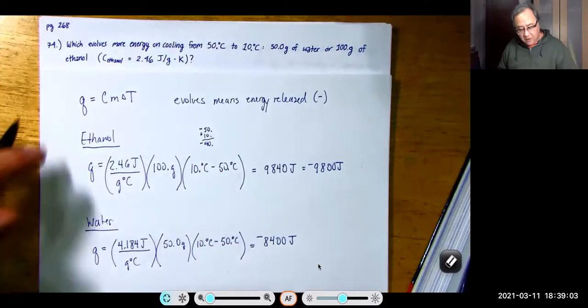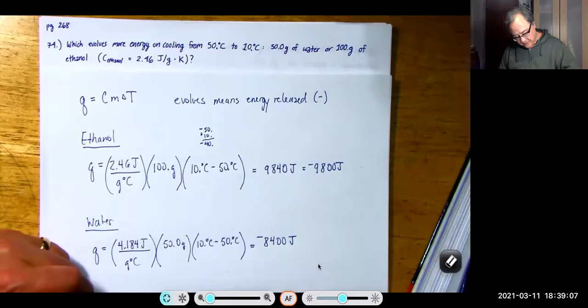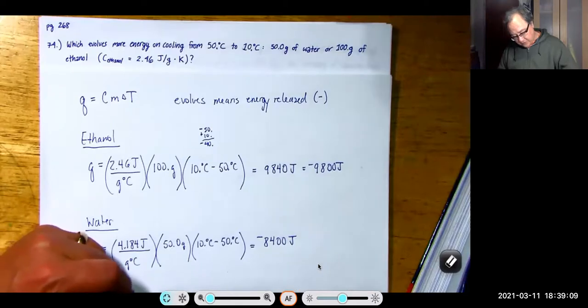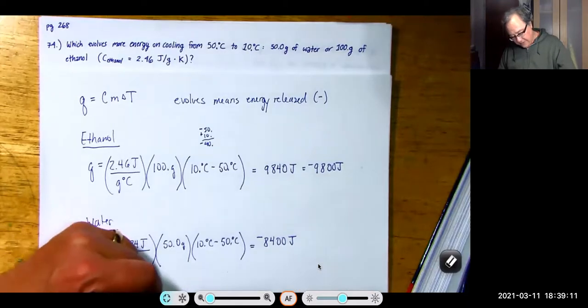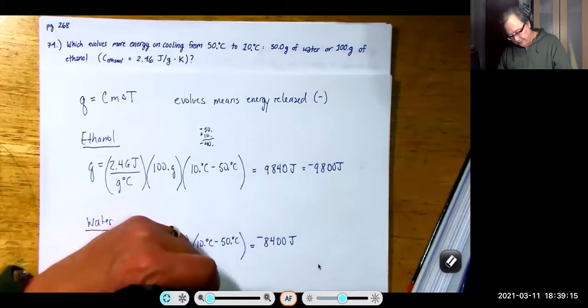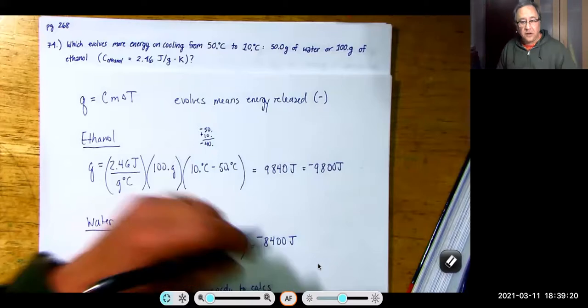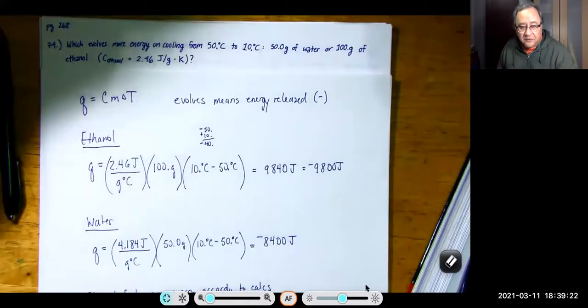So, which evolves more energy upon cooling? The ethanol evolves more energy according to our calculations. Okay, I'm going to pause this for just a moment.